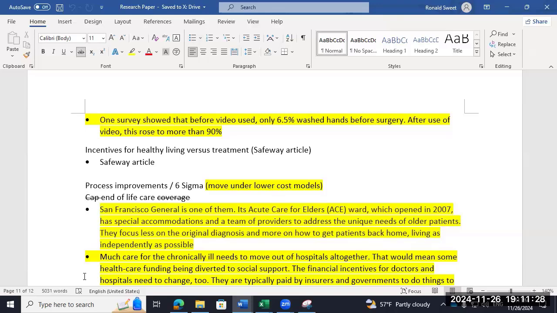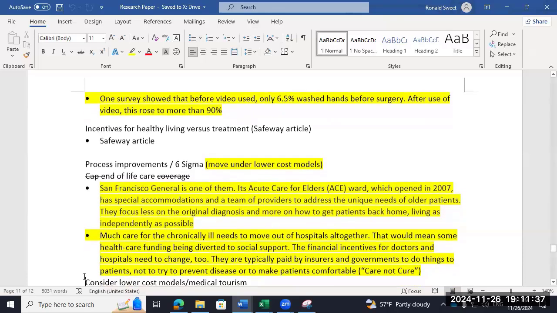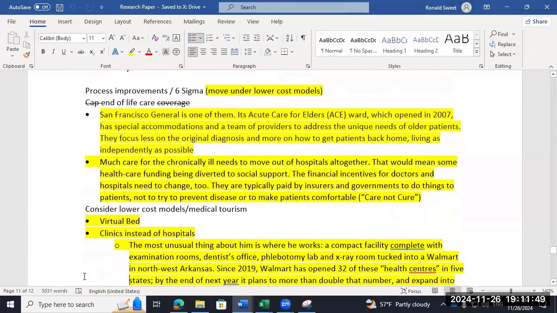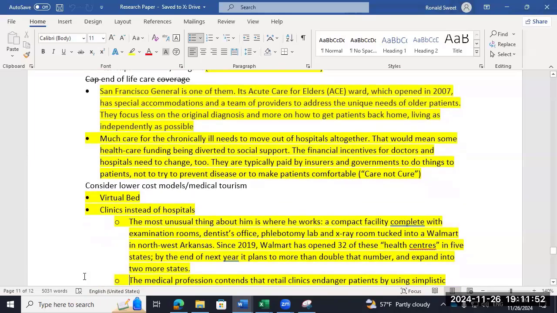And remember on end of life care, the rubric said cap end of life care, but I said don't say the word cap. That's just how you're going to deal with end of life care. Right now, the UK is debating an assisted suicide bill. It's pretty interesting. The Economist actually had two or three articles on that. So that's something you could certainly address, either pro or con.